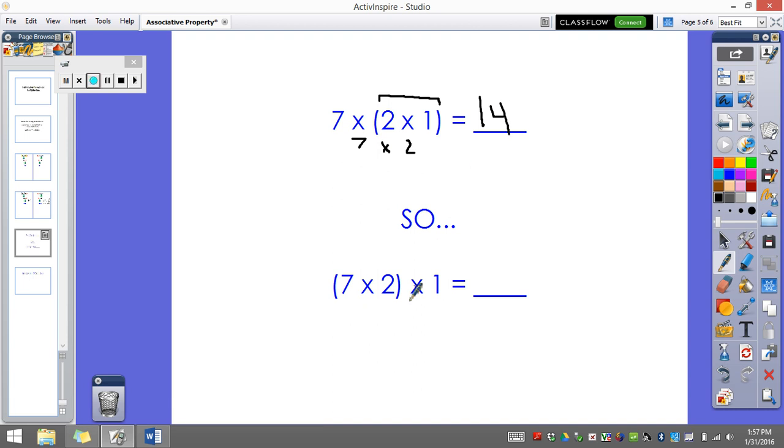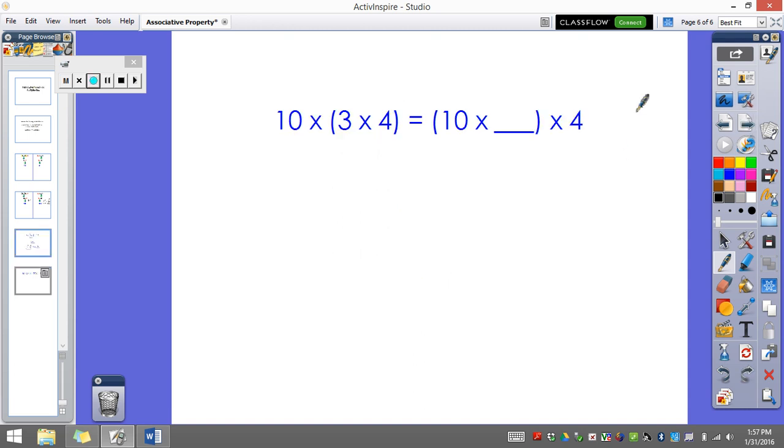So, if we change it, we are still using the same numbers, 7, 2, and 1. We've changed the group. Our answer will still be 14. So 7 times 2 is 14. 14 times 1 is 14.